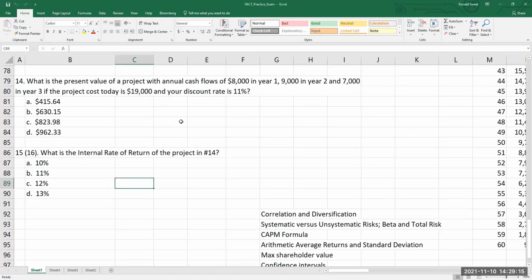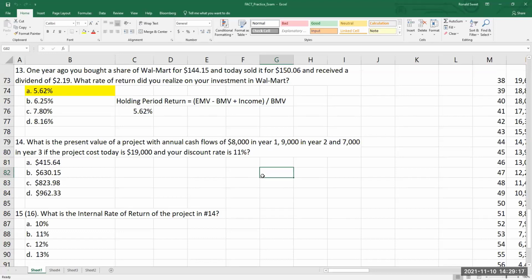All right, so we're going to rely heavily here on Excel. So there's a couple of ways. We're going to do questions 14 and 15. There's a couple ways you can do it. You can do the NPV function and use that formula, or you can type the numbers out. And I recommend you type the numbers out.